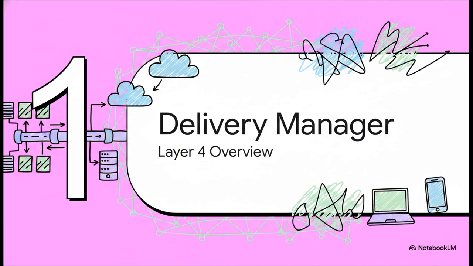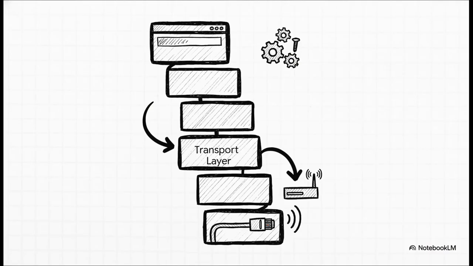The delivery manager. First things first, let's establish exactly where the transport layer actually lives in the grand scheme of your network. To really understand networks, we use the OSI model. It's the classic 7-layer framework that standardizes how our devices talk to each other. Up at the very top, layer 7, you've got the application layer. That's your web browser, your email client. Down at the bottom, layer 1 is the physical layer, the literal copper cables, fiber optics, and Wi-Fi signals.